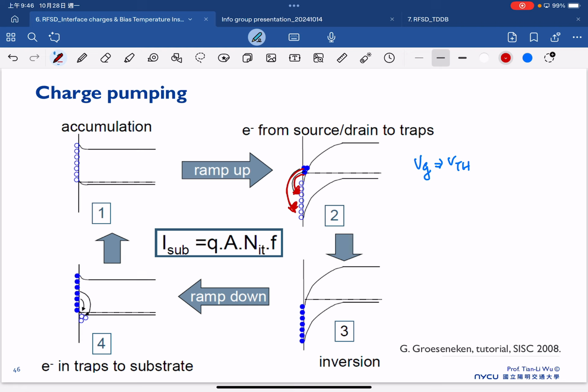In the third state, VG is larger than our VTH, and at this moment the interface states can capture all of the electrons here. And then the last part is where we again start to generate the hole current. So we are back to the state where we have hole formation, which leads to recombination between the electrons and holes. So the holes can recombine with the trapped electrons.